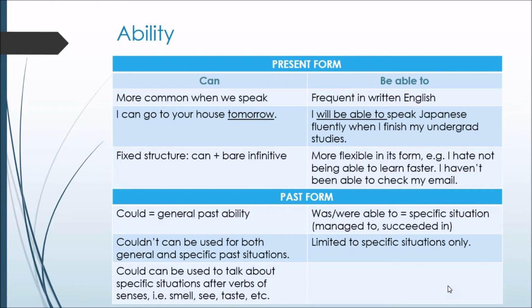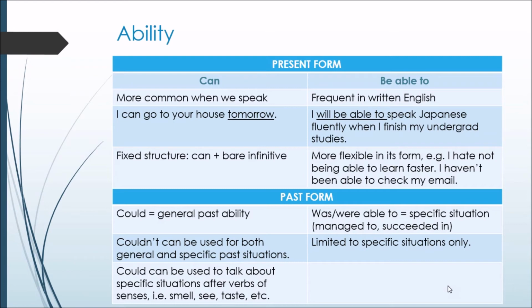Could is used to talk about a general past ability. Remember the example that I gave about that when I was a child I could run very fast. Now I can't because I'm fat and bald, but back then I could. The amount of times is not important. It could have happened many times. It's a general past ability.